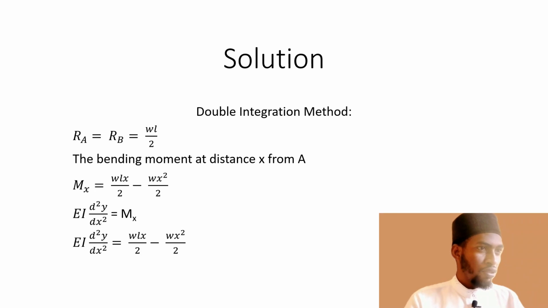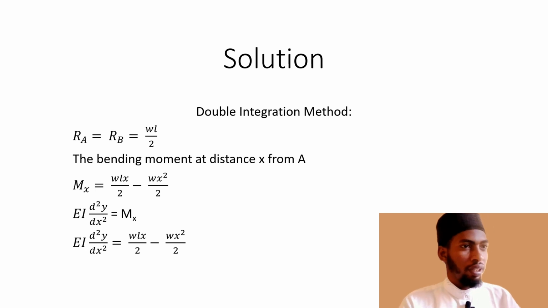As I said, we are using double integration method, and in the question, we have a simply supported beam carrying a UDL of W kilonewton per meter run, and a length of L. That's the span length. Because the system is already symmetrical, you can easily get the values of your reactions. Since it is a symmetrical system, you don't need to do any calculation.